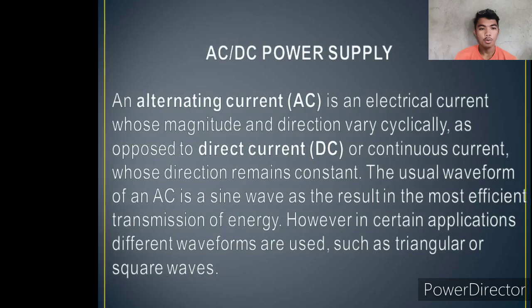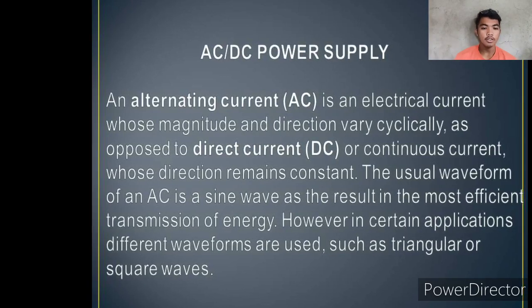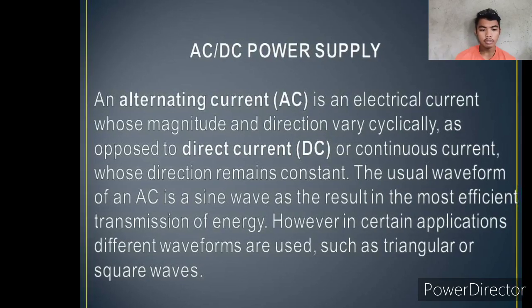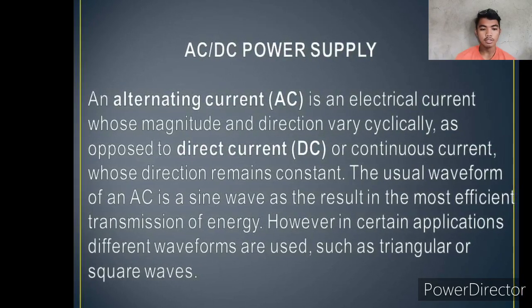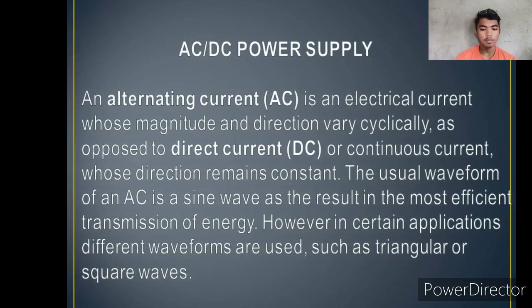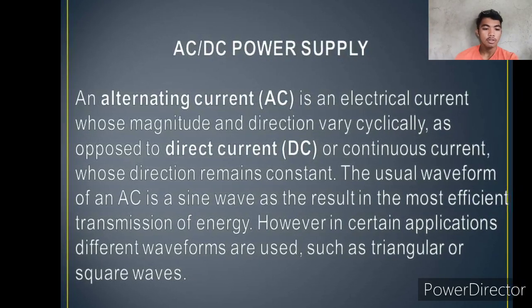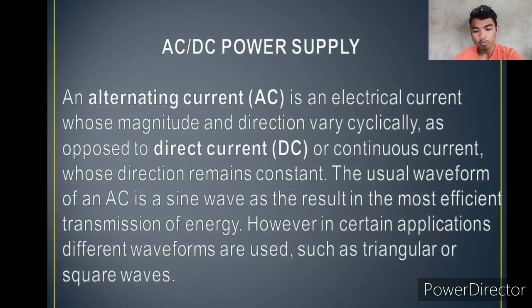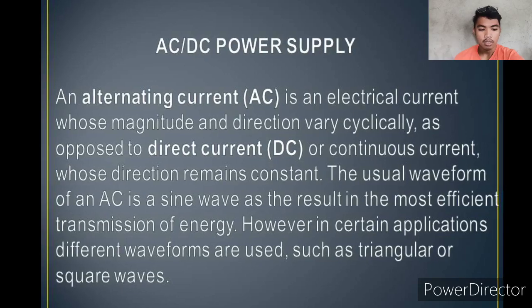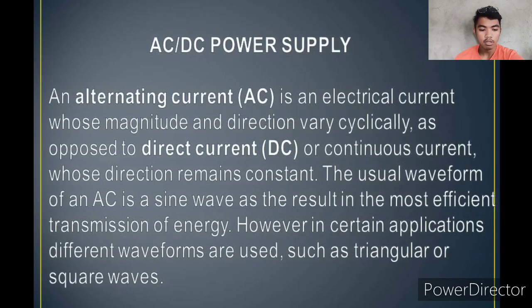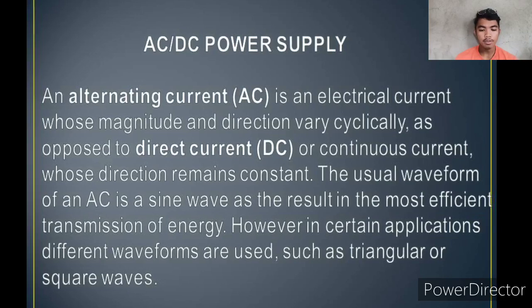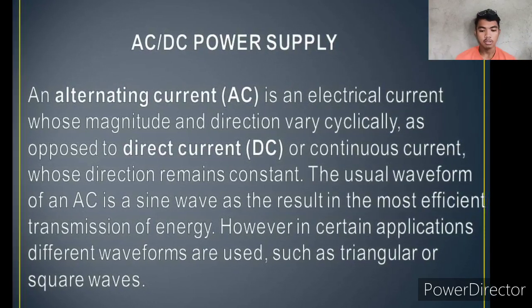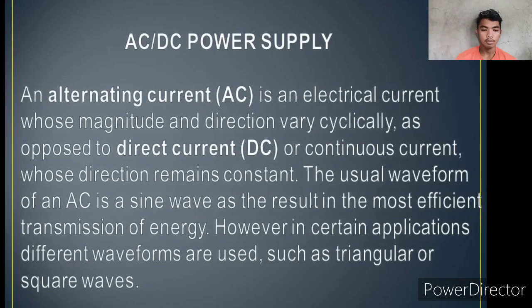So what is AC or DC power supply? An alternating current or AC is an electrical current whose magnitude and direction vary cyclically, as opposed to direct current or DC, or continuous current whose direction remains constant. The usual waveform of an AC is a sine wave, as it results in the most efficient transmission of energy. However, in certain applications, different waveforms are used, such as triangular or square waves.